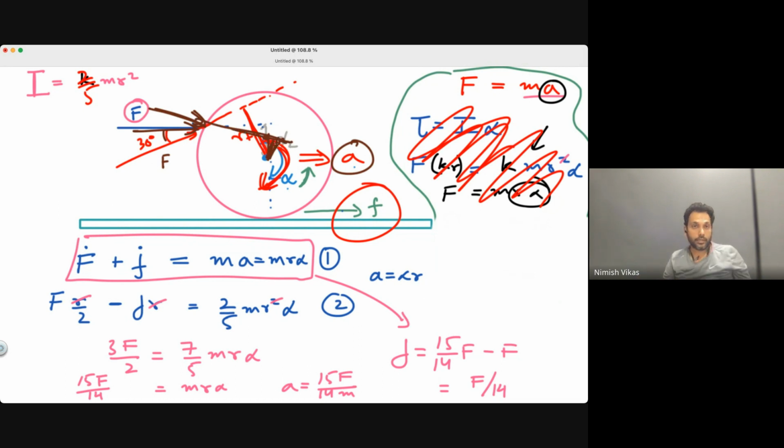Is that clear? But if it has gone down, so that much of physics sense should always be there, we should always be thinking in those terms. Good. Okay. Anything else, guys?